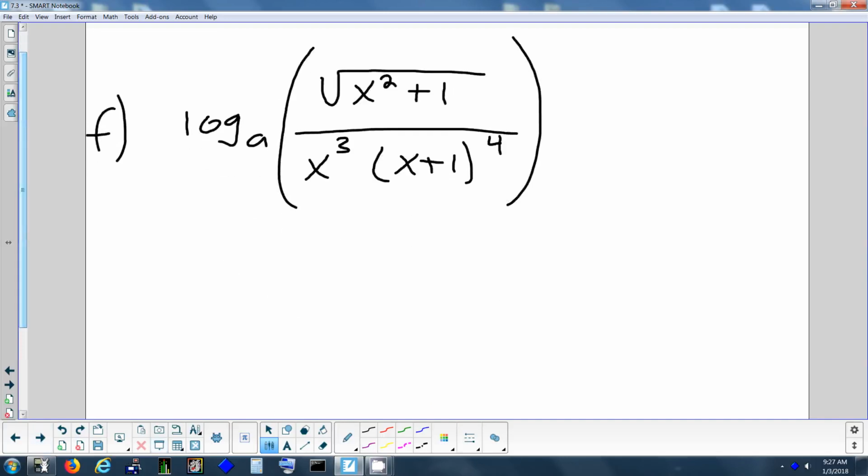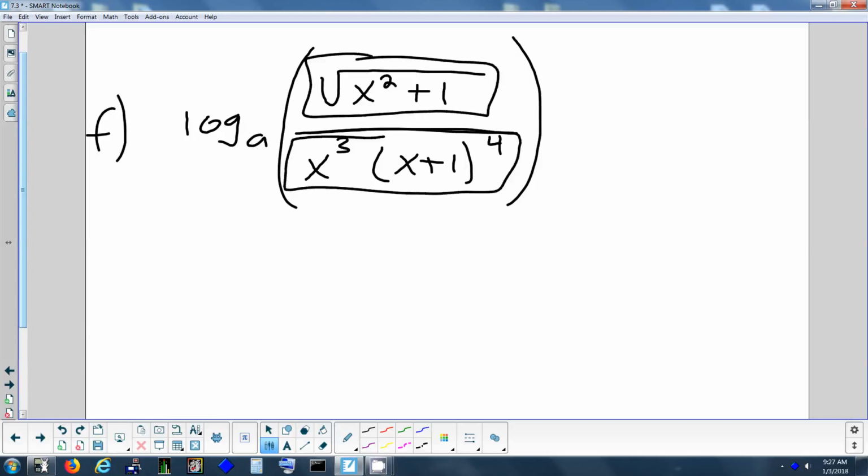Okay, let's try this one. So there are a few things going on here. There's division, right? You have something divided by something. So let's start with that. Anytime you have division, split that up first. Faith, how does division split? Subtraction. Log of the top minus log of the bottom.